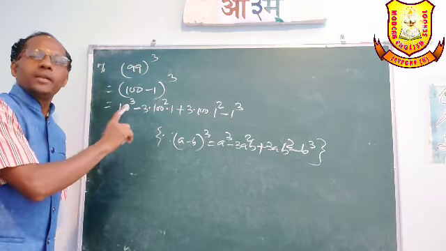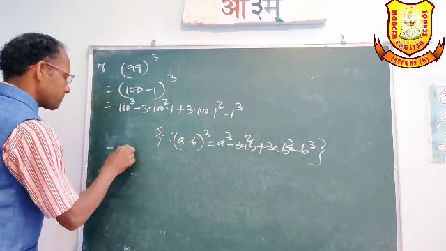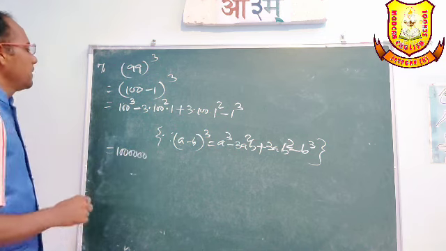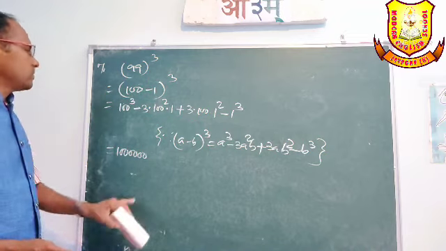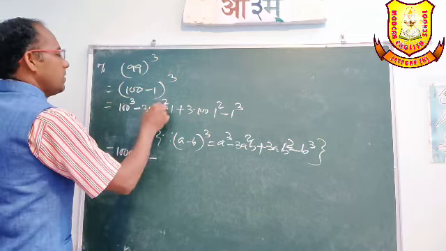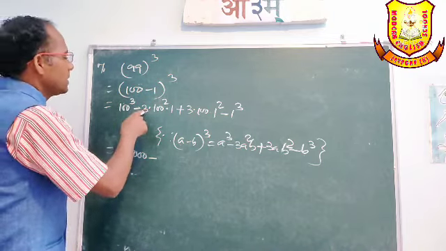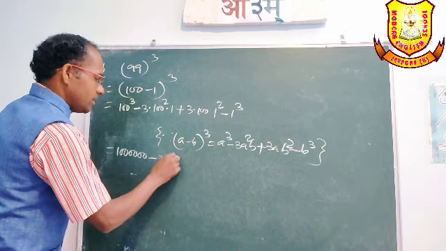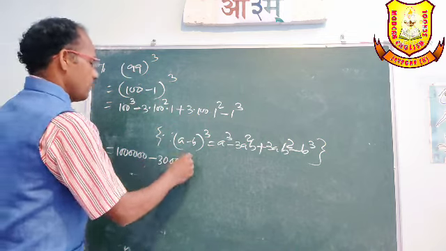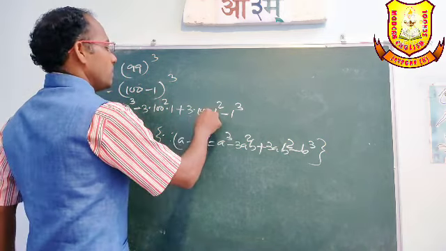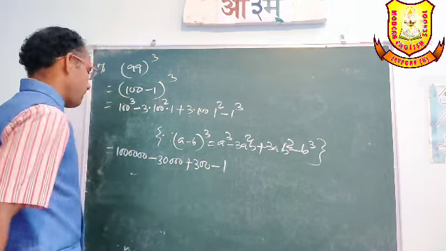You have to write the formula, any way you have to write the formula. Okay, this is 100 cube equal to, its cube, in 100 two zeros are there, so its cube will have six zeros, minus 300 square, equal to how much? In 100 square, 10,000 into 3 is 30,000. Okay, clear? Now plus 3 into 100 into 1 square, that is 300, minus 1.